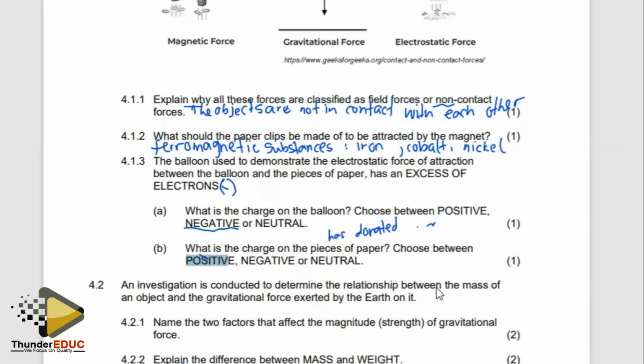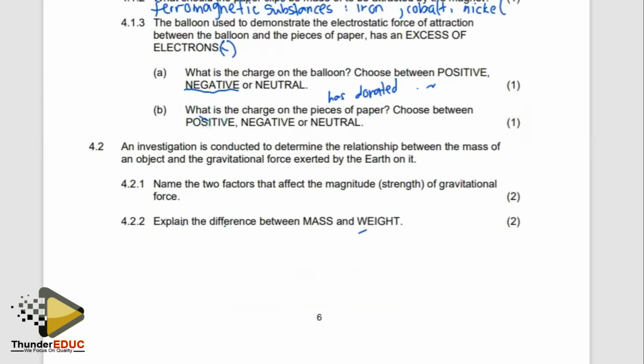Right. Let's move on to the next question. An investigation is conducted to determine the relationship between the mass of an object, the relationship between... So let's move on to 4.2.